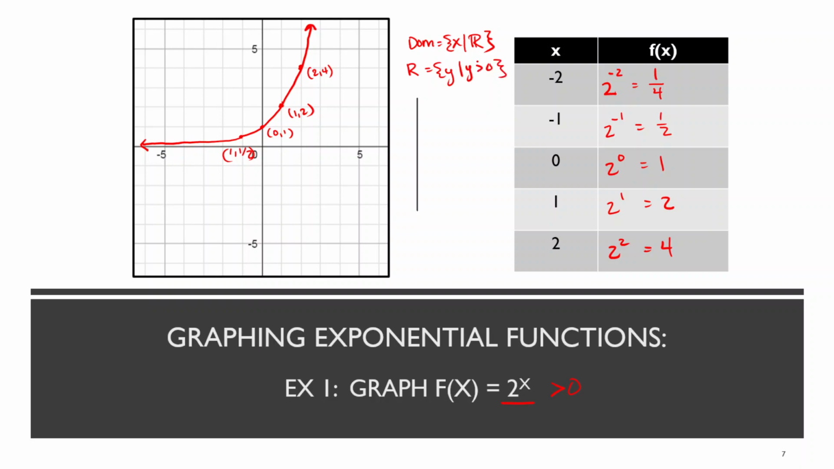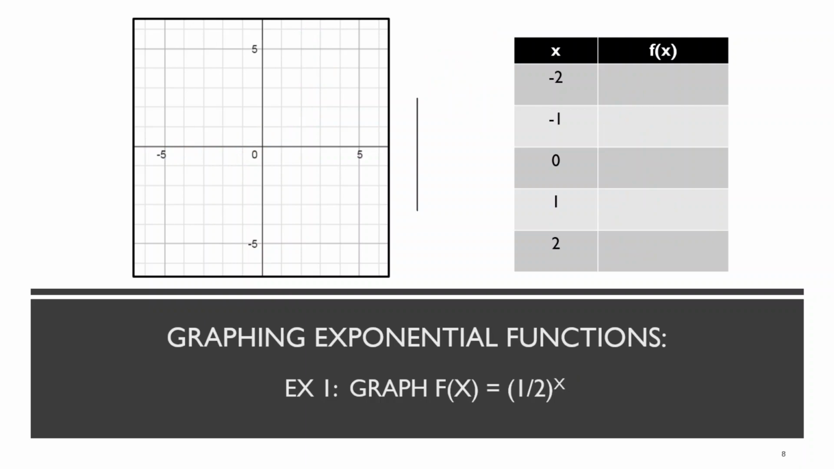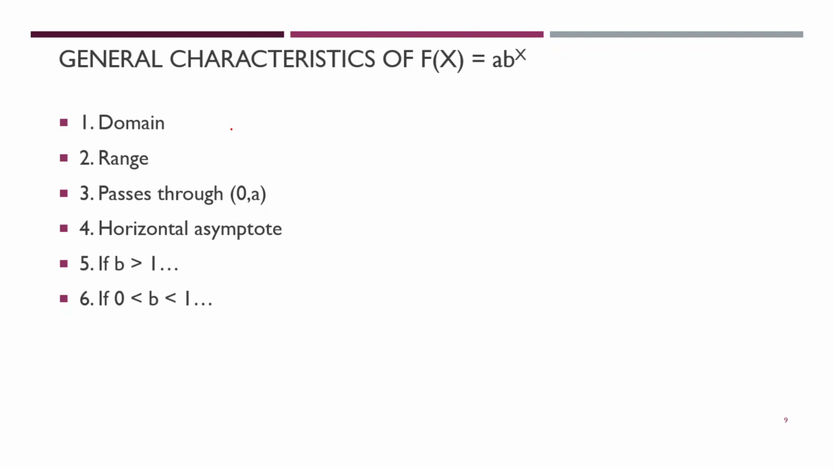All right, so let's write down some general characteristics of these functions. First of all, the domain is always, as I said, all reals. The range is greater than 0. Not equal to, just greater than. They will always go through the point 0, a. A times b to the 0 is a times 1, which is a. So unless we are adding and subtracting something, they will go through that point. They will have a horizontal asymptote at y equals 0, unless we move the function up or down.